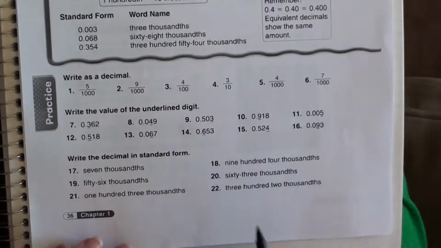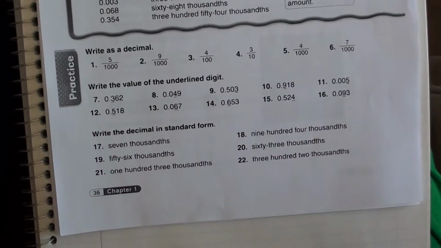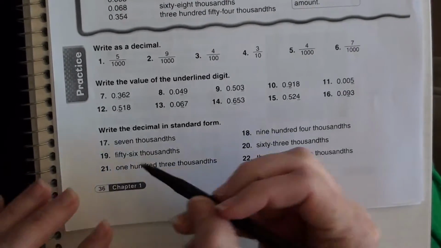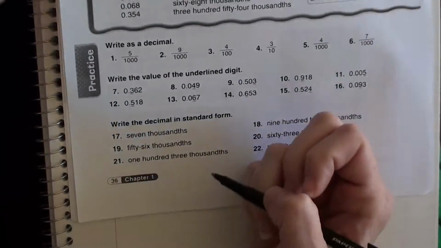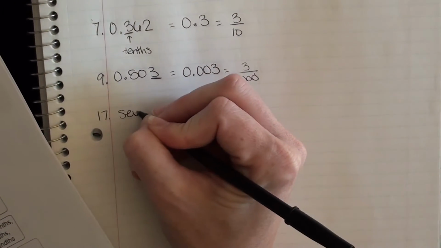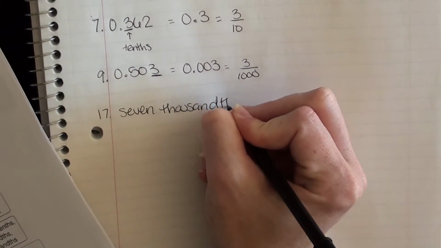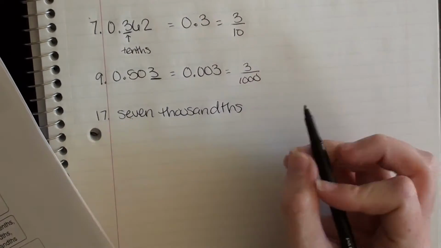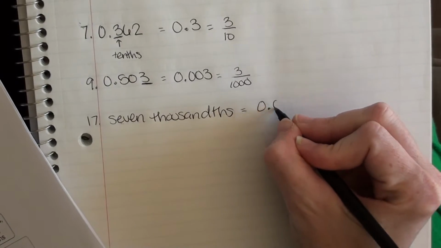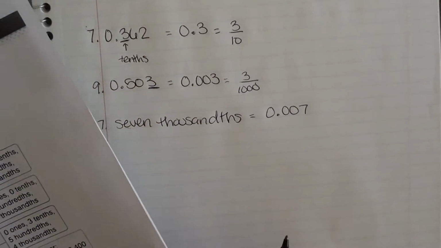Now, for the next section, they ask you to take the word form and put it into standard form, which of course we know now is numbers. So if I take 7 thousandths for number 17, 7 thousandths, I know that this number is going to be in this place value. So it's going to be in the thousandths place. So that is how you write 7 thousandths.